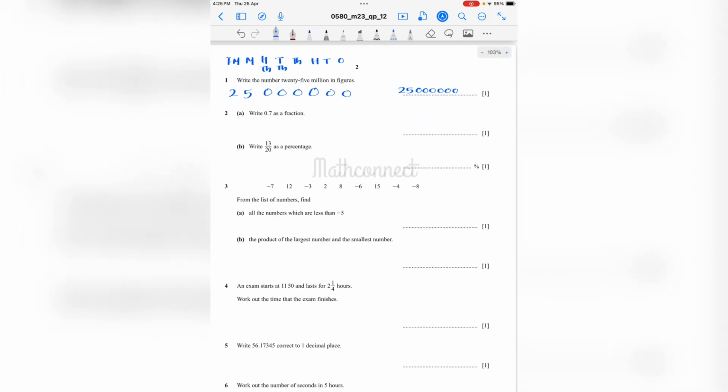Question number 2, write 0.7 as a fraction. So it will be 7 by 10. How we are getting the answer: 0.7. To remove the decimal place, we have to multiply with 10, and to compensate for the effect, I'm also going to divide by 10 at the same time. So 0.7 times 10 gives us 7 upon 10. So your answer is 7 by 10.